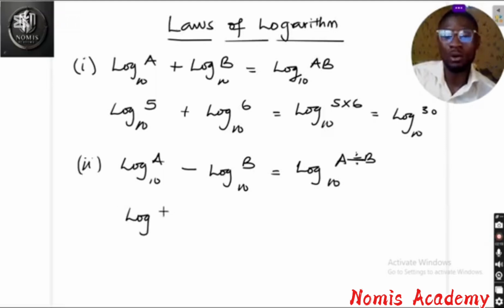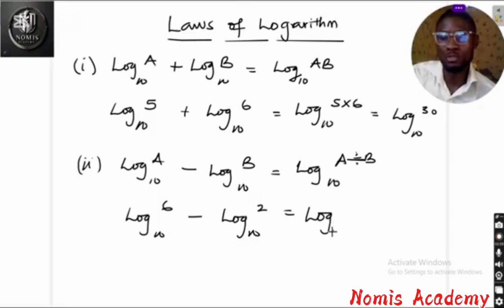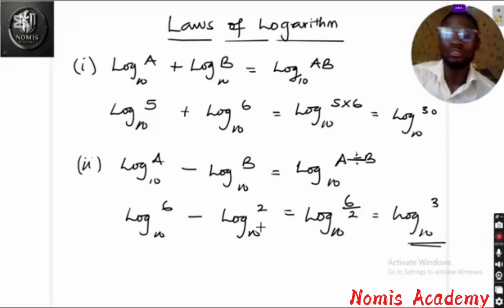Let's say we have log 6 base 10 minus log 2 base 10. So because they are of the same base, one log can be substituted for both, that's log base 10. So we can say 6 divided by 2. So we have log 3, because 6 divided by 2 is just 3. Log 3 base 10, and that's the answer to that.